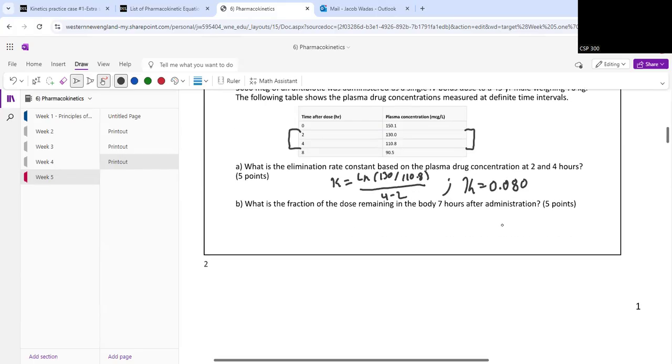Alright, and then what about the fraction of the final dose that remains in the body after 7 hours after administration? Don't forget your units.